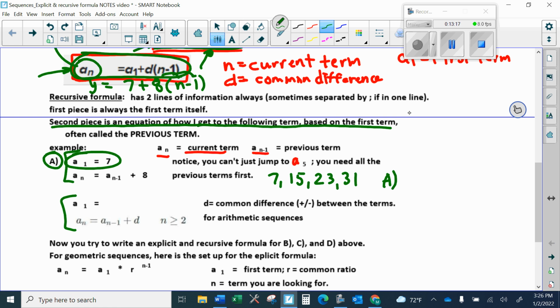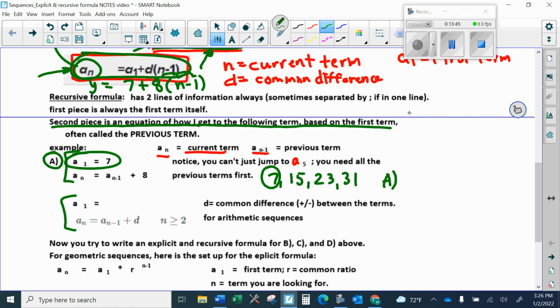So again, the very first thing I always have to do is write down A sub 1 equals. Well, here's my A sub 1. There's the first term. I write down A sub 1 equals 7. That's always the first thing. The second thing, you're going to write down A sub n. Remember, you don't say AN, you say A sub n. Sub means below. The n is below the A. So how you pronounce this is the A sub n equals A sub n minus 1, and then plus 8.